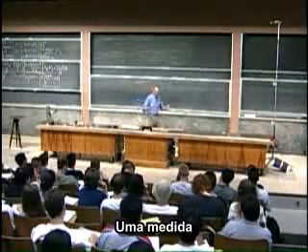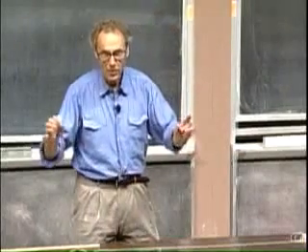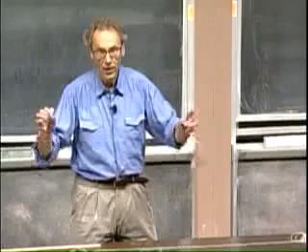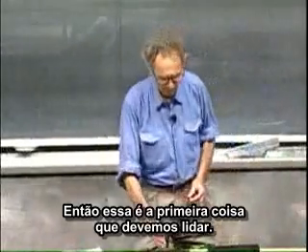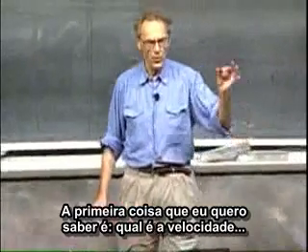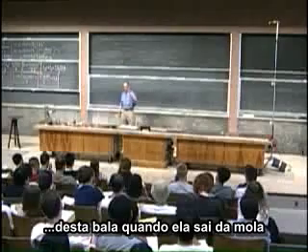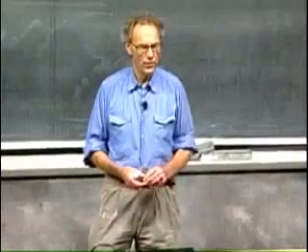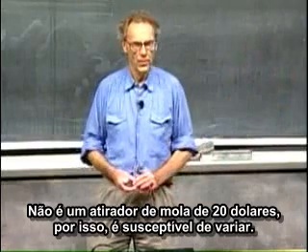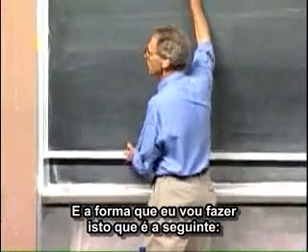A measurement is meaningless without knowing the uncertainties. So that's the first thing we have to deal with. The first thing I want to know is what is the velocity of this bullet when it comes out of the spring? And does it vary if I do it 3, 5, 6 times in a row? It's not a $20,000 spring gun, so it is likely to vary. And the way I'm going to do that is as follows.